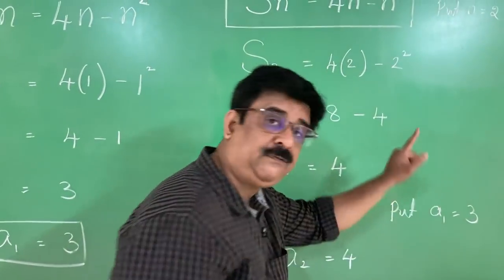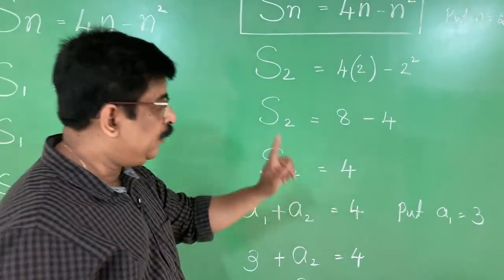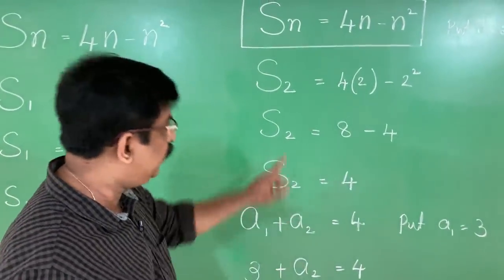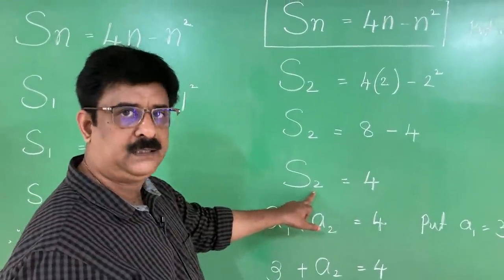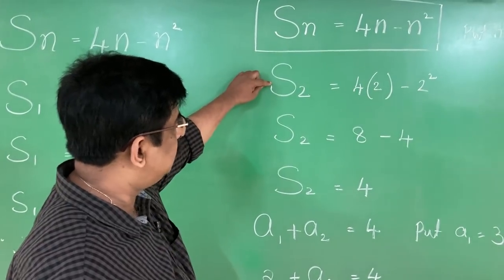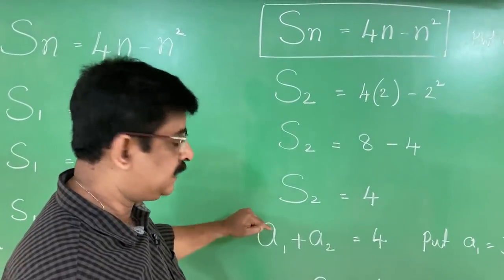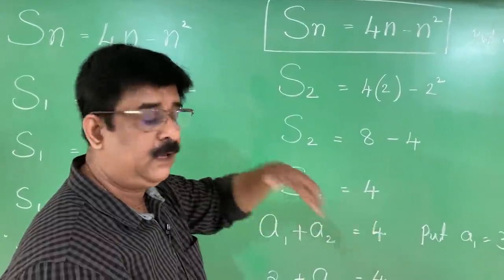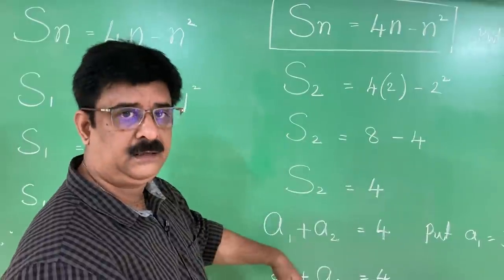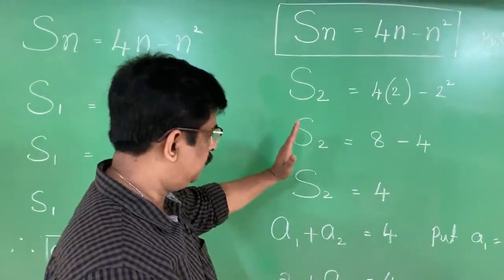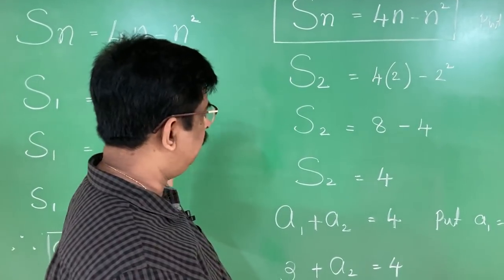3 is the value of the first term. When you add the first term and the second term, you get 4. That is called the sum of the first two terms. Therefore, S stands for the sum, A stands for the term. He has given the sum. We are finding the term. These are the first two parts of problem number 7.